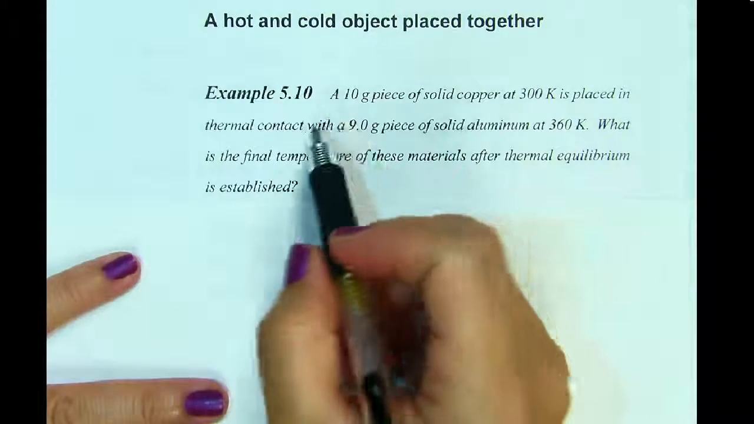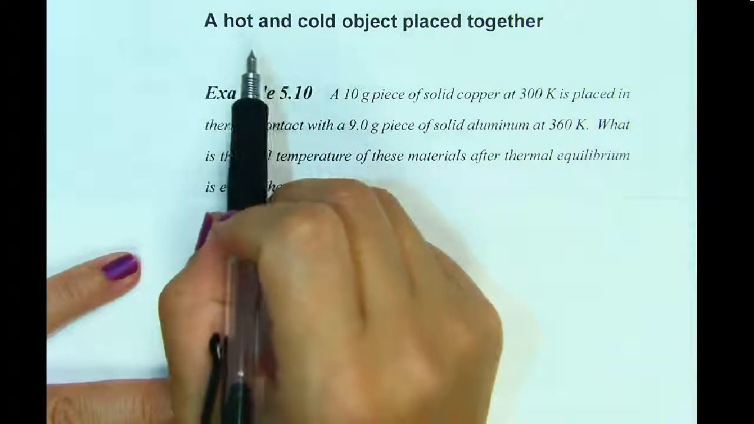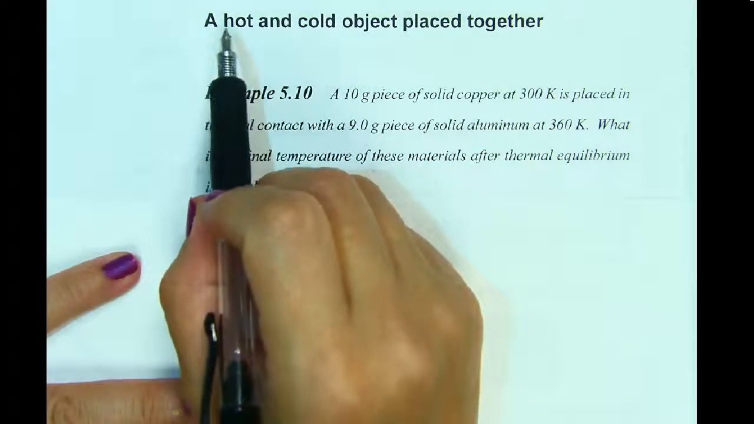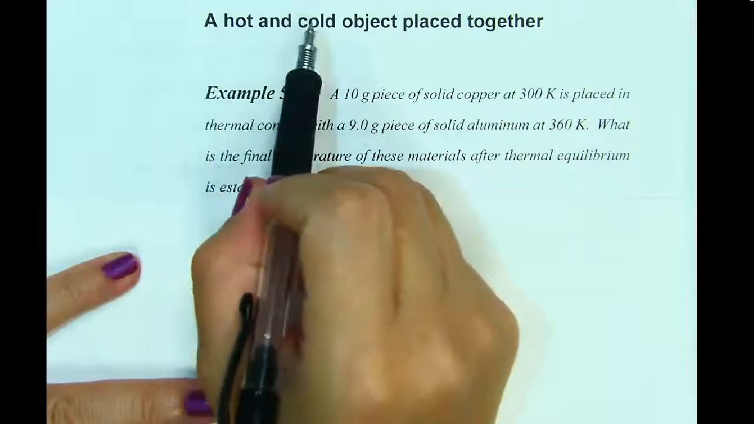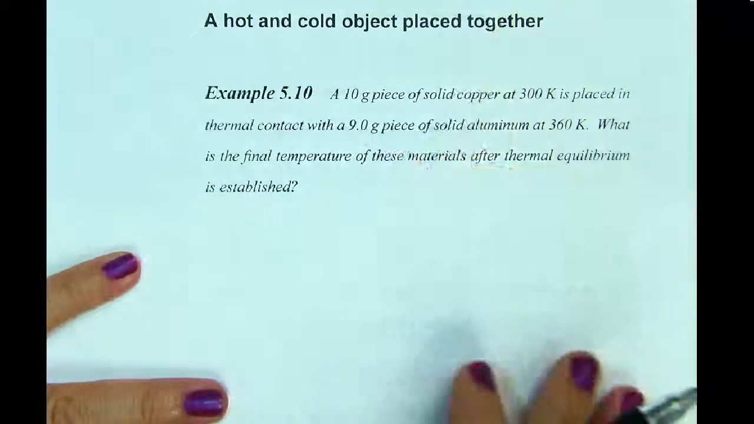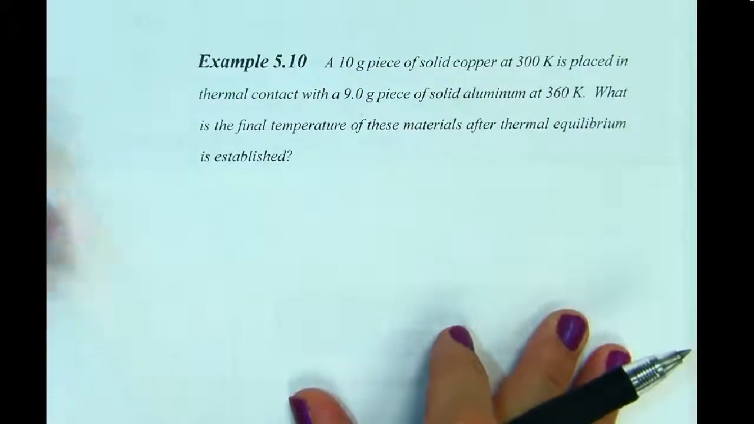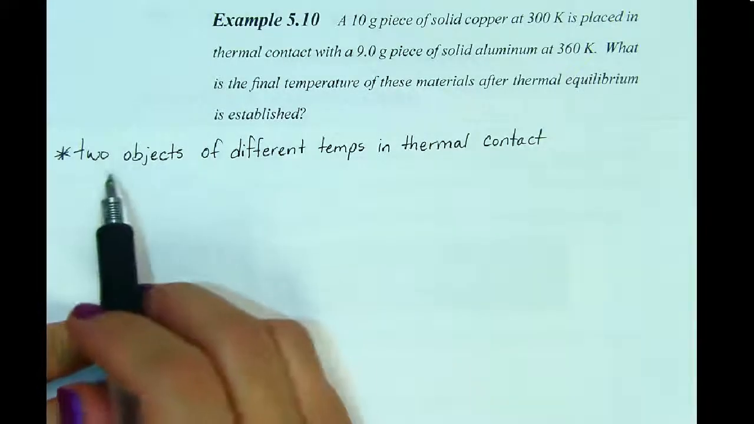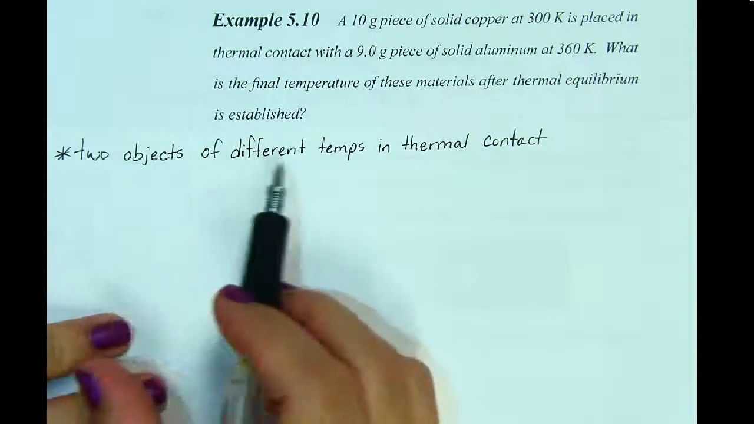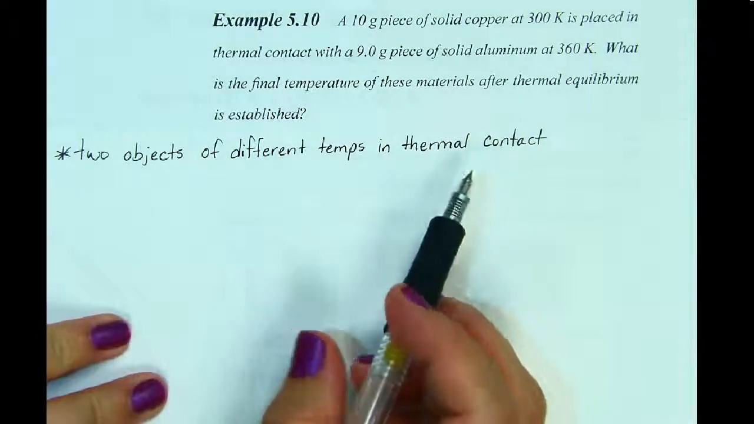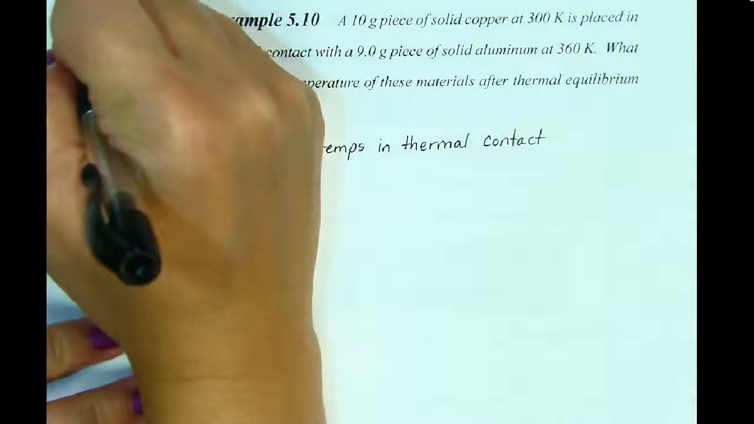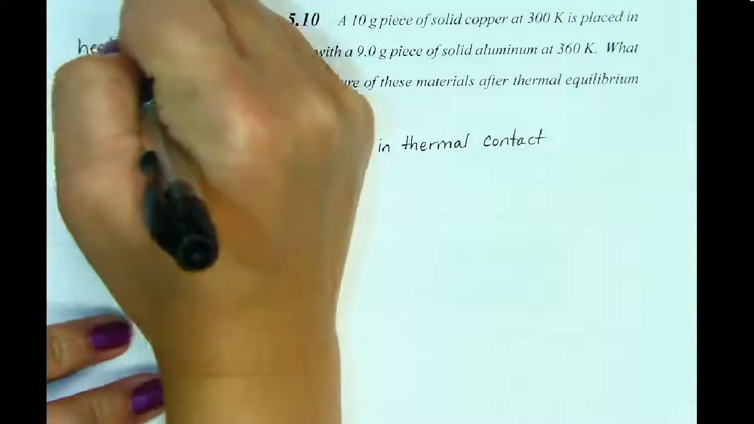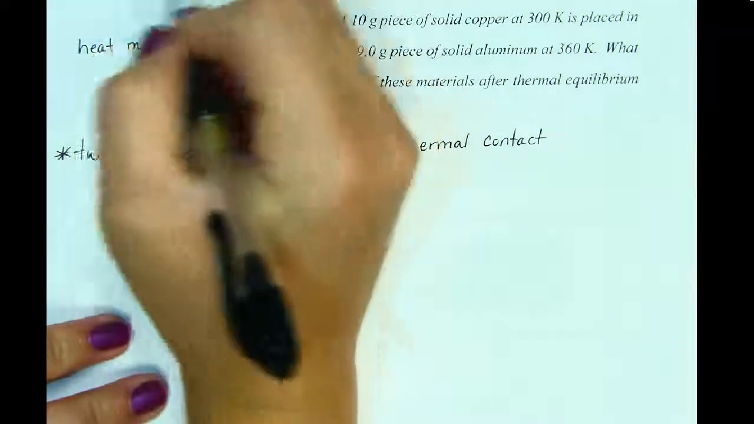Example 5.10. Now this is specifically a scenario where you have a hot object and a cold object and they are placed together with one another. This is also known as being in thermal contact with each other. So we'll label this type of problem as two objects of different temperatures in thermal contact. It's also prudent to remember that heat moves from hot to cold, or from the hot object to the cold object.